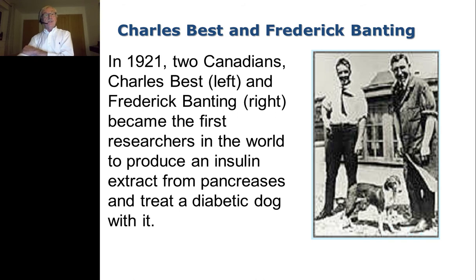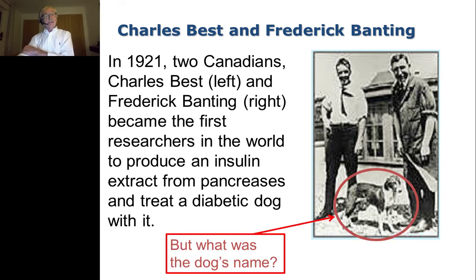Luckily, 2 Canadians, Charles Best and Frederick Banting, discovered the use of insulin and actually used insulin to treat a diabetic dog. Now, we remember Best and Banting, but who remembers the dog? What was the dog's name? Well, this most important person was called Marjorie. Remember that. Best, Banting, and Marjorie.